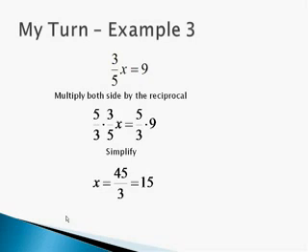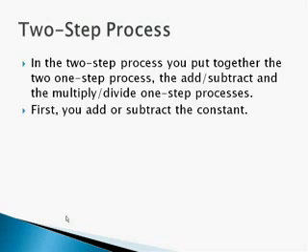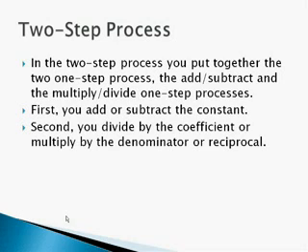In this process, you put together both one-step processes, the addition or subtraction of the constant and the multiply or divide of the coefficient. First, you add or subtract the constant. Second, you divide by the coefficient or multiply by the reciprocal. Then you simplify your answer.